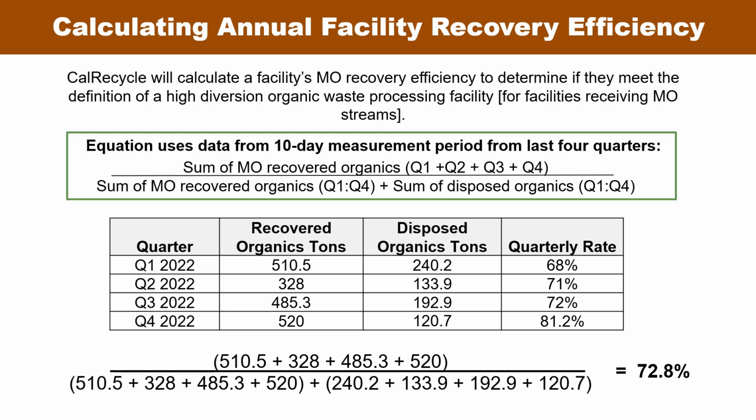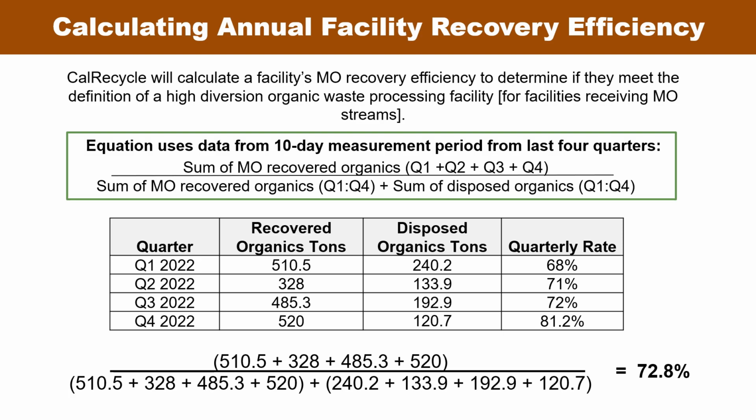So for this example, let's take 4 quarters of data submitted by Trash City from quarter 1, 2022 to quarter 4, 2022. We just walked through our report submittal for quarter 3, so you'll see that those numbers look familiar. What we're going to do is add up all the recovered organics from the 4 quarters and divide that by the recovered organics and disposed organics. Once we do that calculation, we get a total of 72.8. This is the annual recovery efficiency of Trash City. So with this number, they currently meet the definition of a high diversion organic waste processing facility, since that threshold in 2022 is 50% annual recovery efficiency to be considered high diversion.